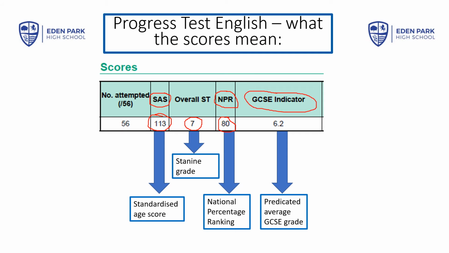So based on the score they achieved in the progress test for English, suggesting at the end of Key Stage 4, that child should be getting a grade 6.2. So roughly a grade 6, possibly a grade 7. Again, I'll stress it again, that's just based on average prior attainment.